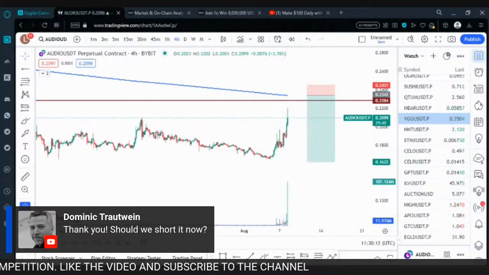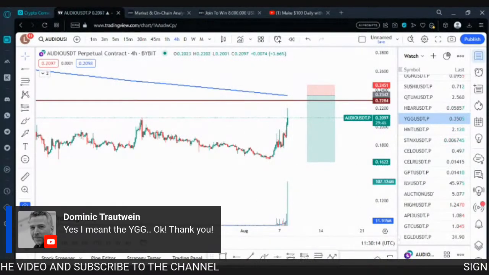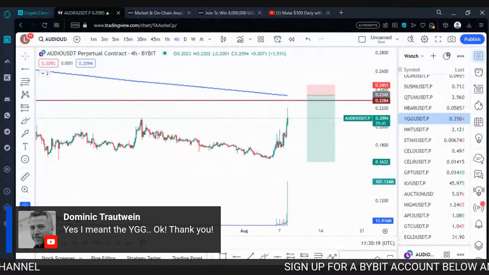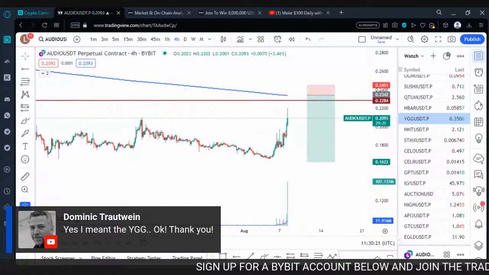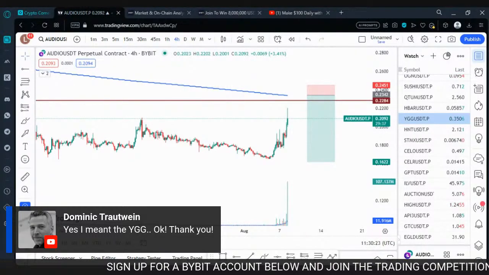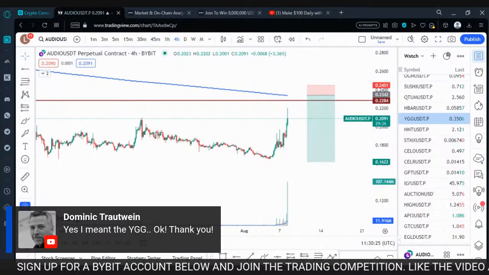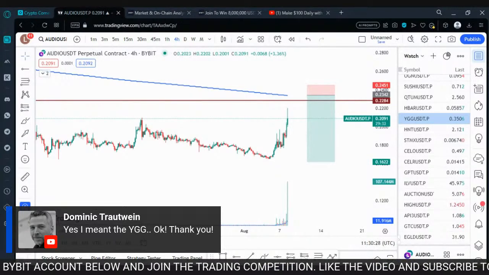All right. Yeah, don't do anything on YGG yet. Allow it to play. Allow it to stabilize at that 786 level, right? I just used the Fibonacci retracement tool to confirm our entry. So I'll be looking to enter a long trade at that 786 level.